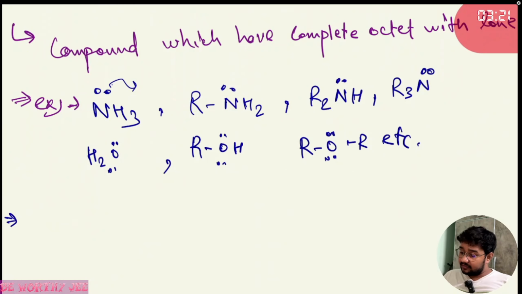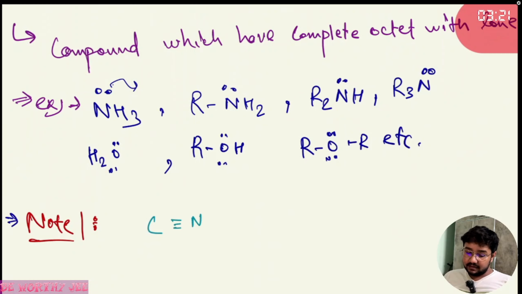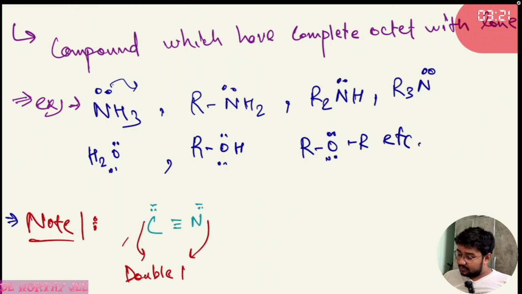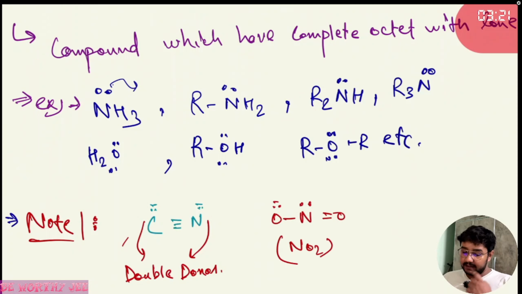Some special cases are there also. So make a note or heading. Special cases are such as CN. What is CN? Cyanide. It is a double donor. So this is a good nucleophile. NO2 is also a good nucleophile. Double donor compounds, because these can bond from both sides.